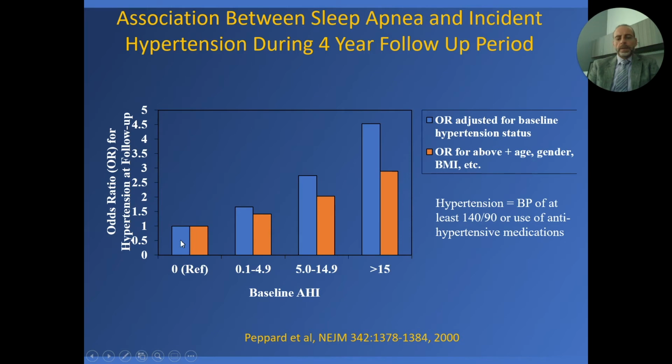And what they found was a dose effect. So the more sleep apnea events, the higher the risk of developing hypertension. The blue is the unadjusted, and the orange here is adjusted to known risk factors for hypertension. And these are listed here partially: age, gender, and BMI, and alcohol intake and family history are all risk factors for developing hypertension. So this dose effect suggests some causality in the relationship between sleep apnea and hypertension.